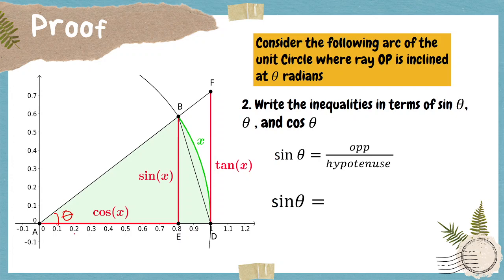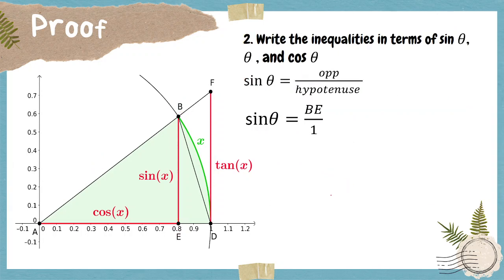Look at the lower triangle first. Sine, so BE, no? This straight line here is the opposite. Why 1? Because our hypotenuse is in the unit circle. So, therefore, sine theta is equal to BE over 1, or equal to BE. Now, we are done with the sine theta.